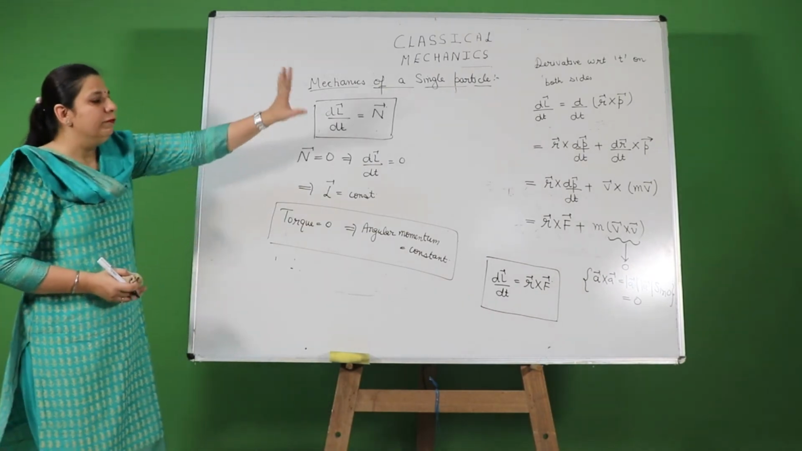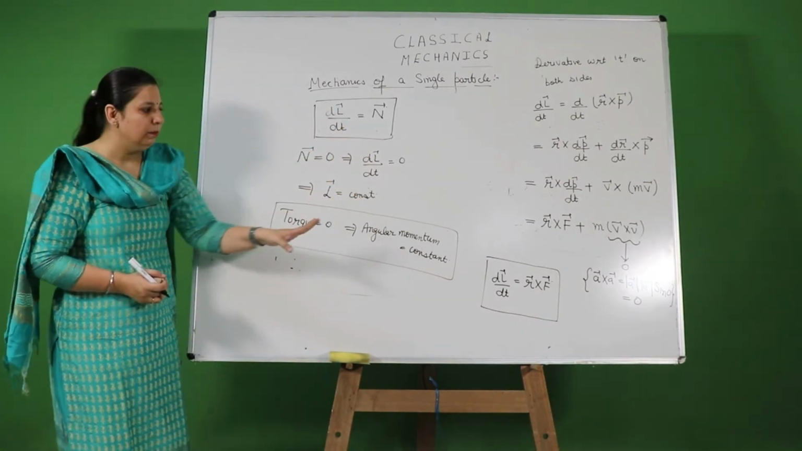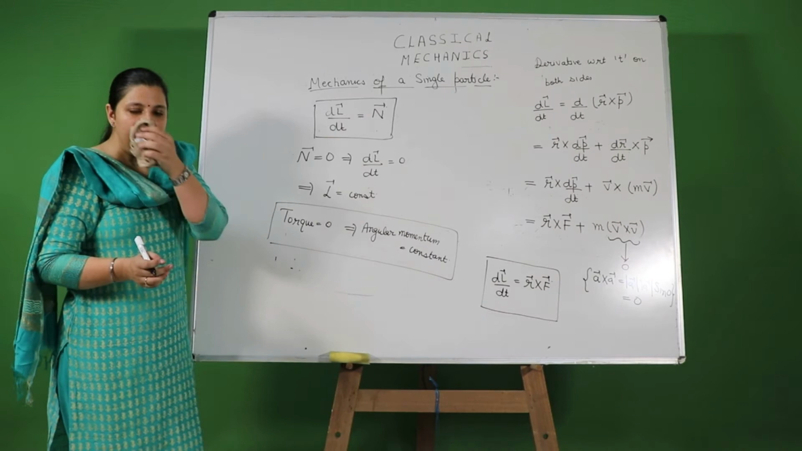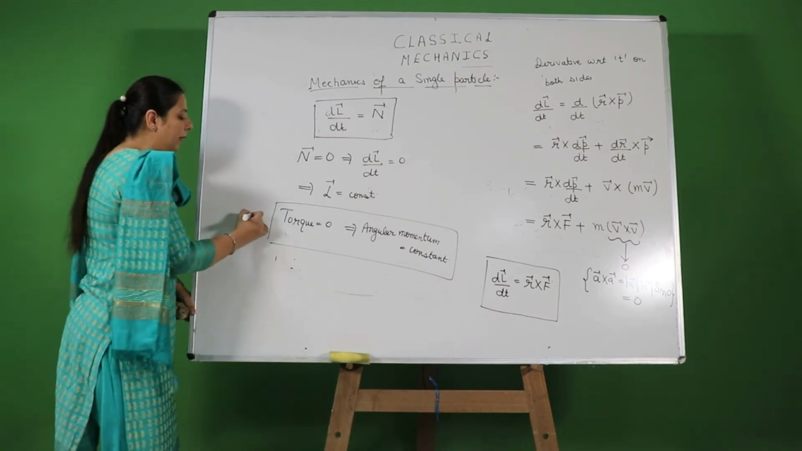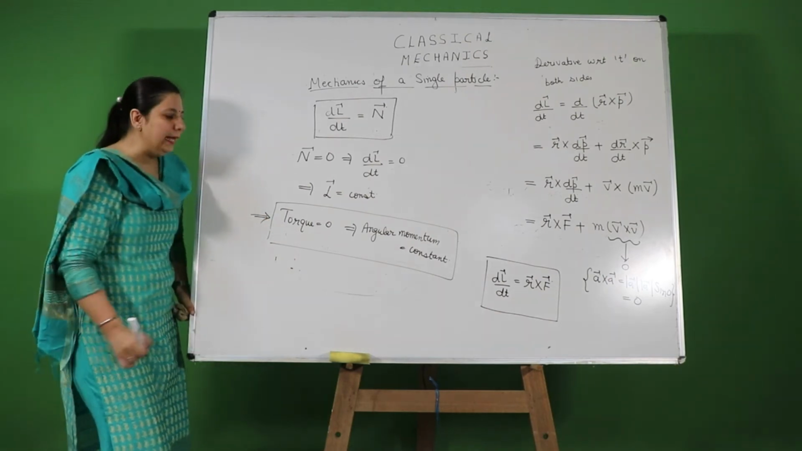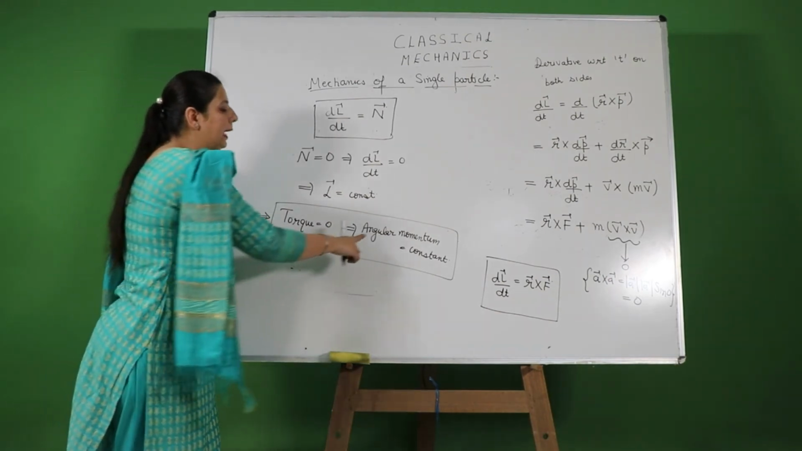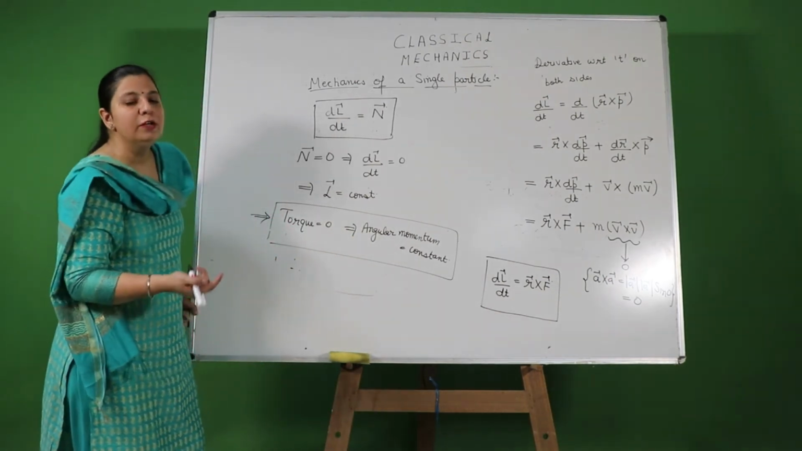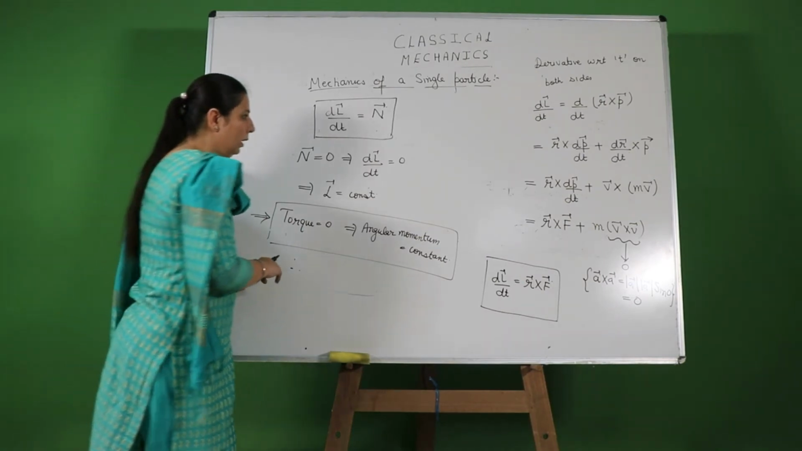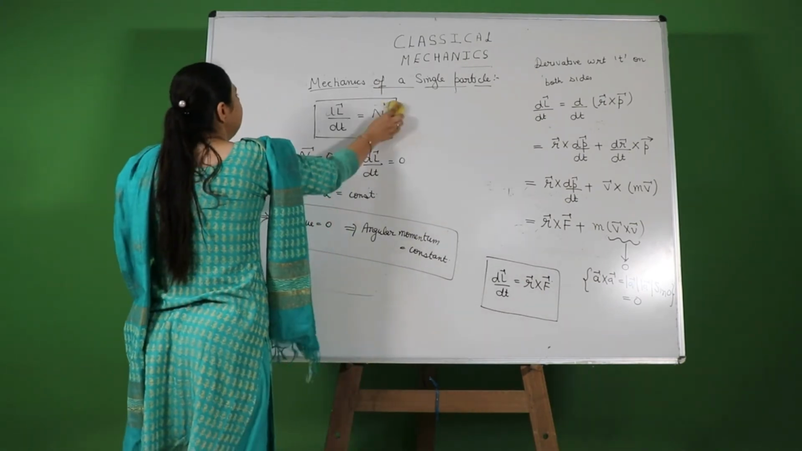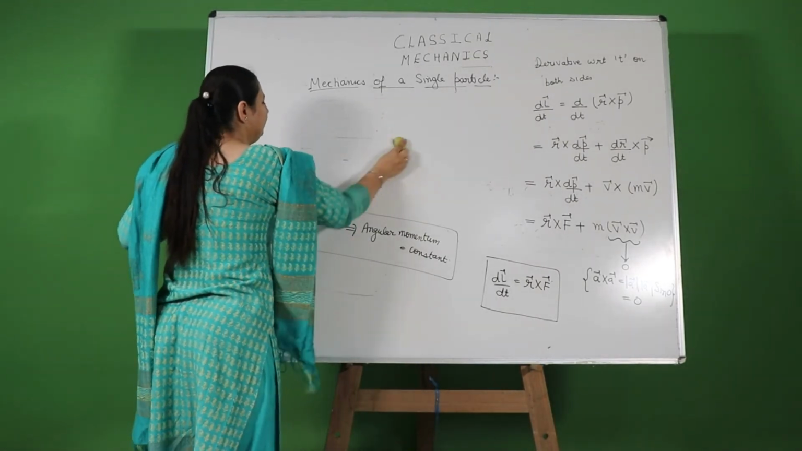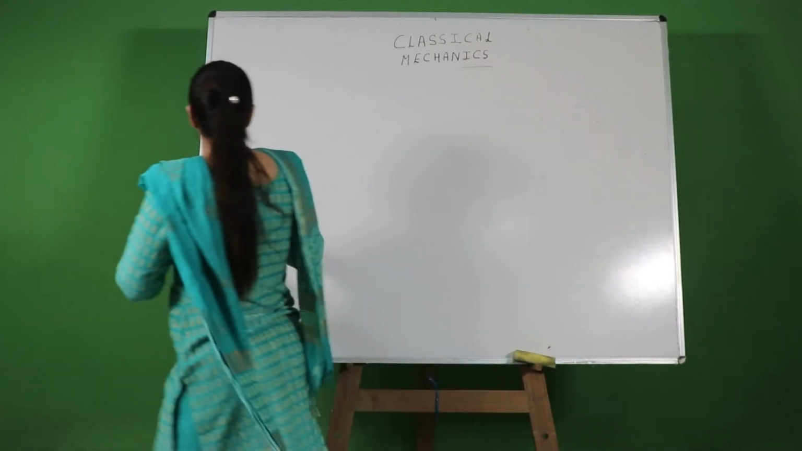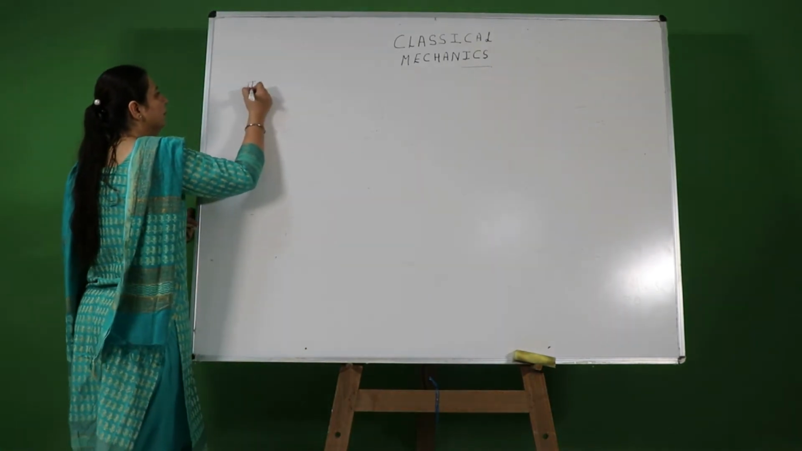So first, which talks about the translational motion, we have linear momentum as constant. When we talk about rotational motion, we say that when torque vanishes, external torque vanishes, then angular momentum of the system is a constant of motion. Last but not the least is conservation of energy. So third is conservation of energy.